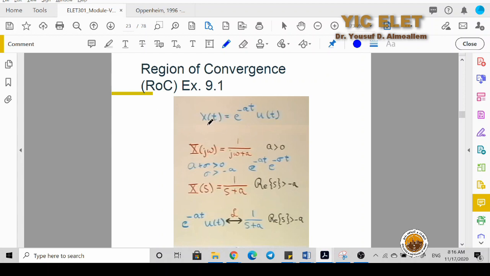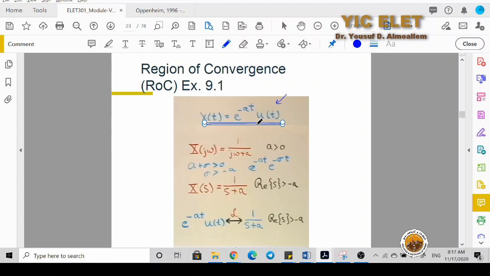So an exponential times u of t, is this bilateral or unilateral? What do you think? Unilateral. So this is unilateral, so it goes only from one side. Bilateral goes from both sides.